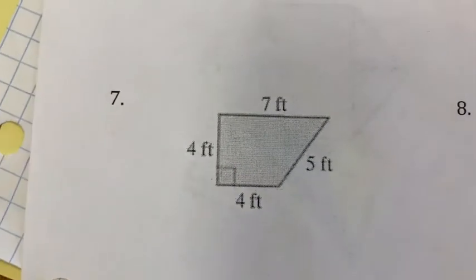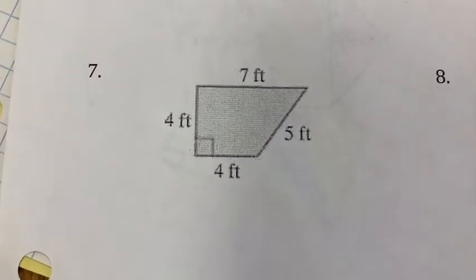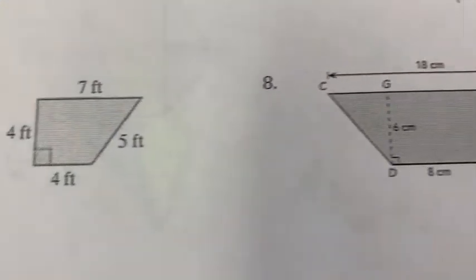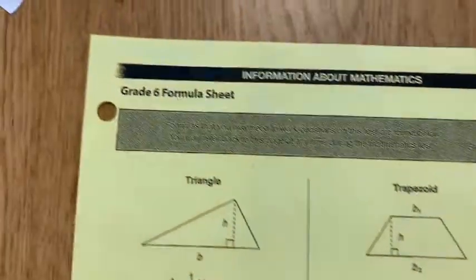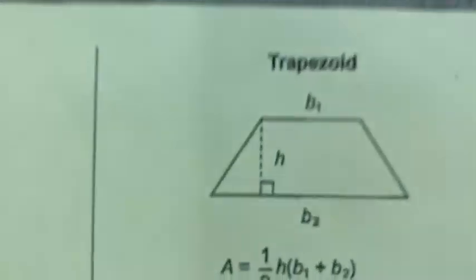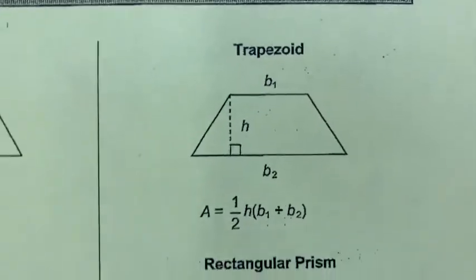All right, in this video I'm going to cover how to find the area of trapezoids. Trapezoids are a little bit tricky, but they're very fun. So if we take a look at our formula sheet, we're in Pennsylvania, so we're taking the PSSAs. Here's our PSSA formula sheet. This is what it says for the formula of a trapezoid.